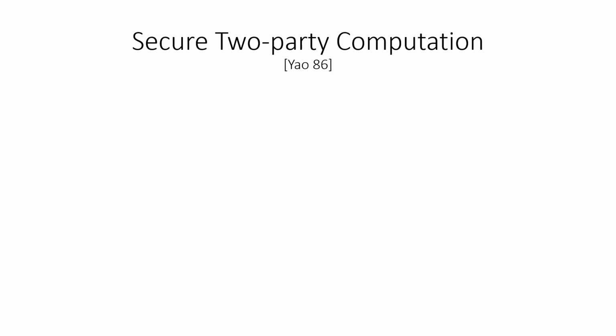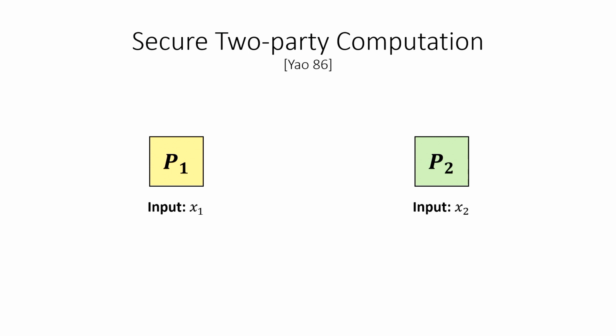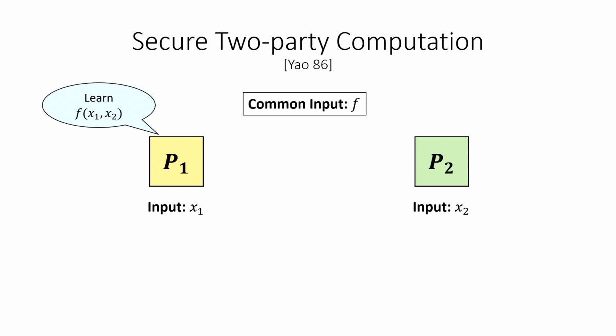So let me start this talk by recalling the setting of secure two-party computation. In secure two-party computation, we have two parties P1 and P2, each with private inputs x1 and x2. And they also have a description of a common function f. And P1 would like to learn the output f of x1, x2. And in the literature, we call P2 the sender and P1 the receiver.